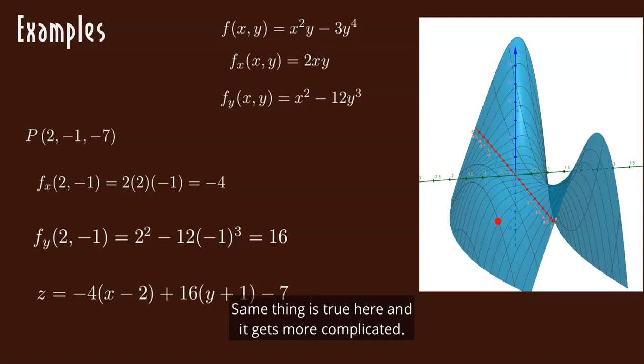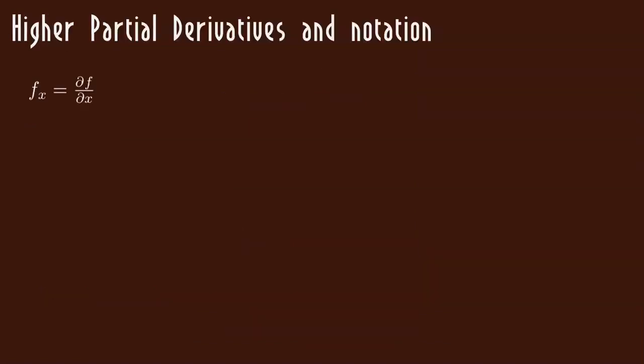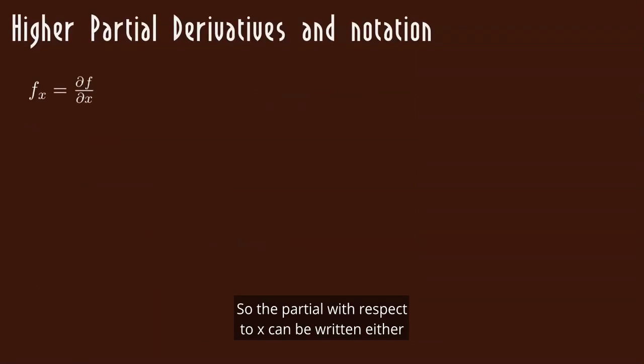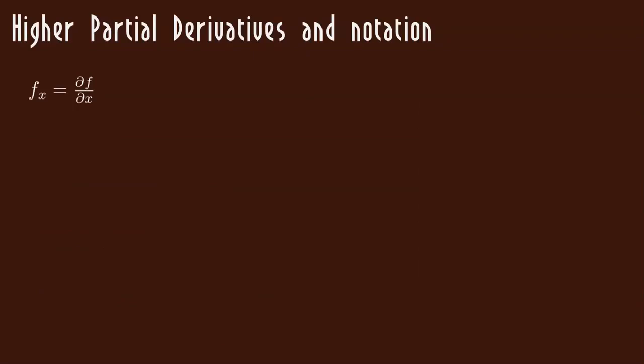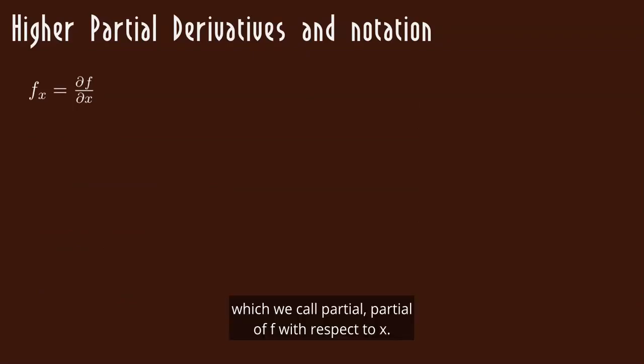Same thing is true here, and it gets more complicated. So the partial with respect to x can be written either as f sub x, or that funky symbol, which we call partial of f with respect to x. Or we could also say partial of z with respect to x.